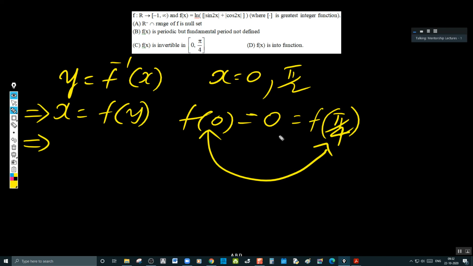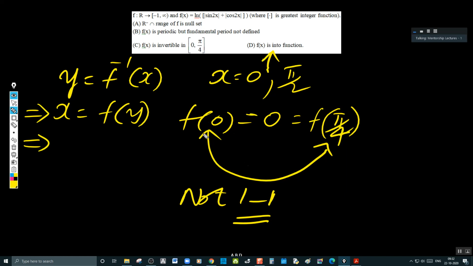It is not what? Not 1-1. And hence it is not invertible. Not 1-1. Because some elements will be left over in the codomain, it is an into function. Exactly, into function is exactly opposite to onto function. It is proved that it is not 1-1.